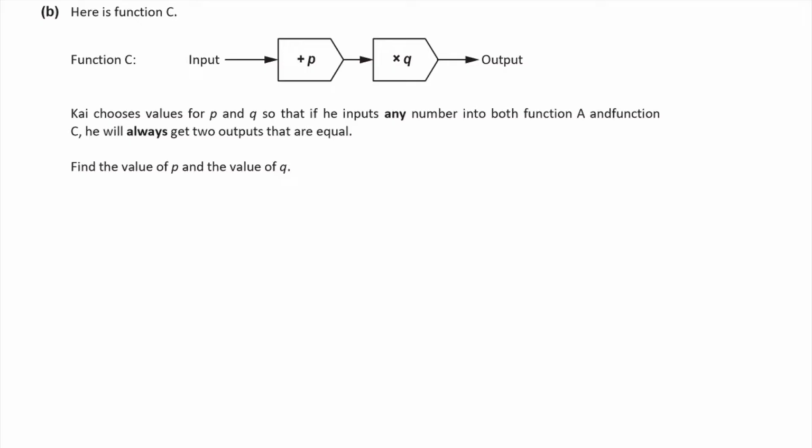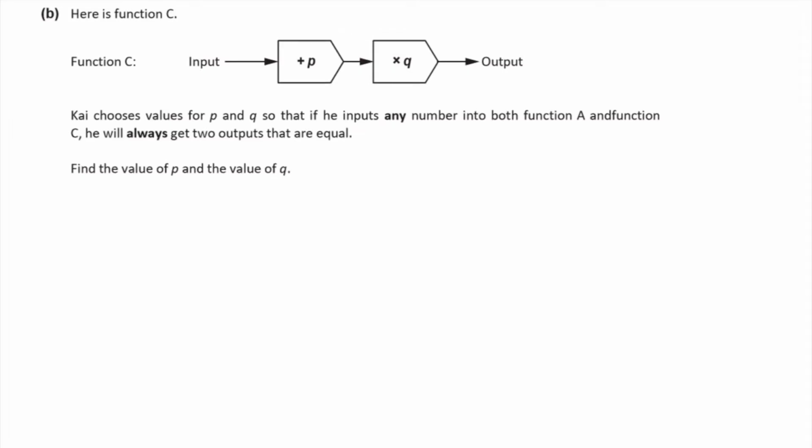Kai chooses values for P and Q so that if he inputs any number into both function A and function C, he will always get two outputs that are equal. Find the value of P and the value of Q. Well, if you remember, function A was times 3 plus 15, and so it was equivalent to 3x plus 15 in algebraic terms.